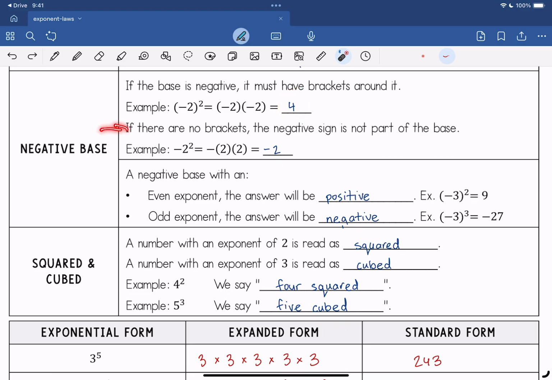If there are no brackets, the negative sign is not part of the base. So notice here, there are no brackets. Therefore, the negative sign is outside of the actual base that is multiplied 2 times, and the answer is different as well. It will be negative of 2 times 2. Negative times 2 is negative 4.